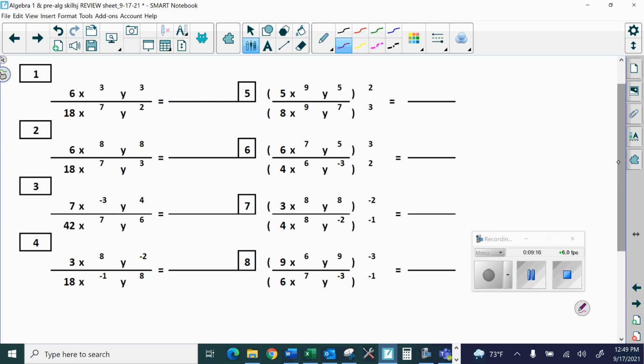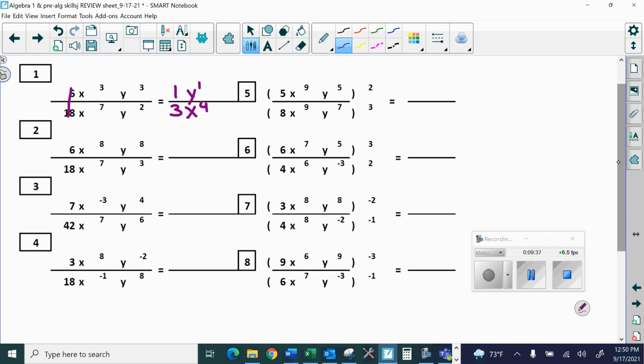Monomials, dividing them. Okay, 6 over 18 cancels down to 1/3. I asked myself, where do I have more x's? I have more x's in the denominator. How many more do I have? 4 more, because 7 minus 3 is 4. Y's, where do I have more? I have them in the numerator. How many more do I have? Just 1. So you don't have to have that 1 there. You can just say y.